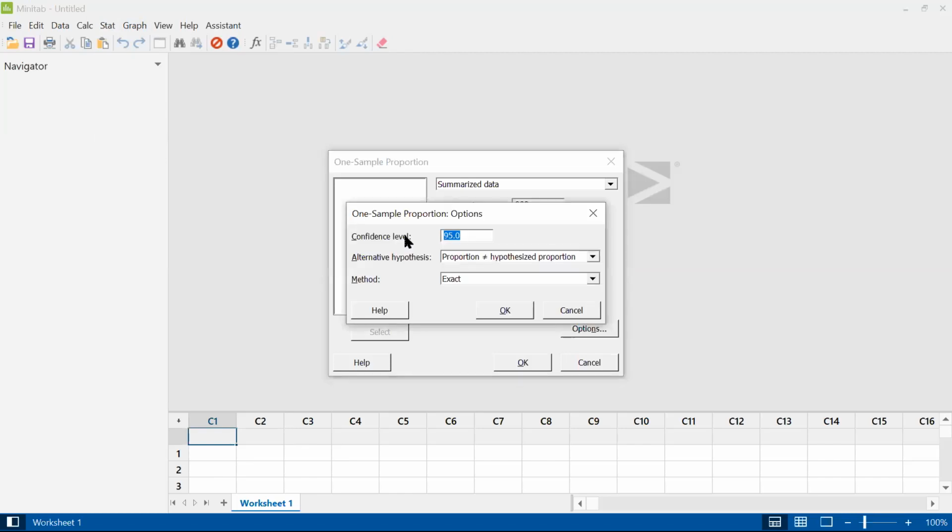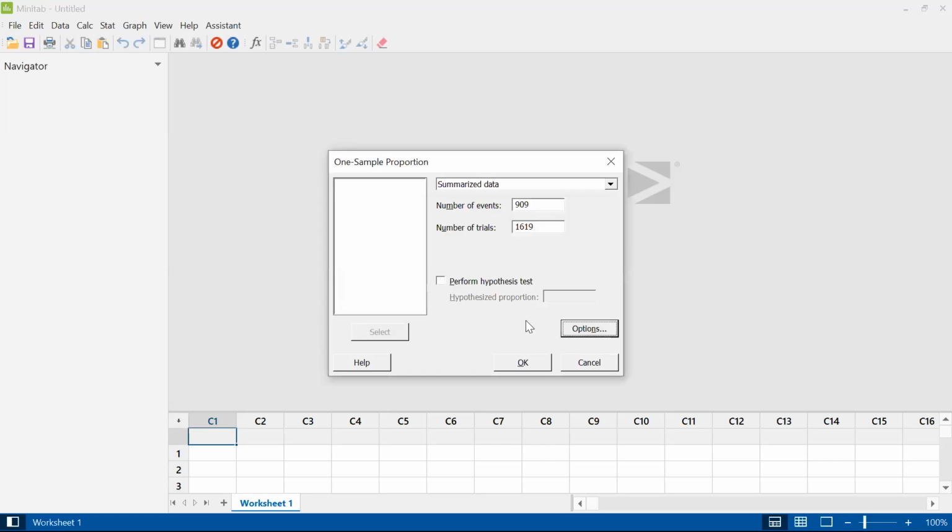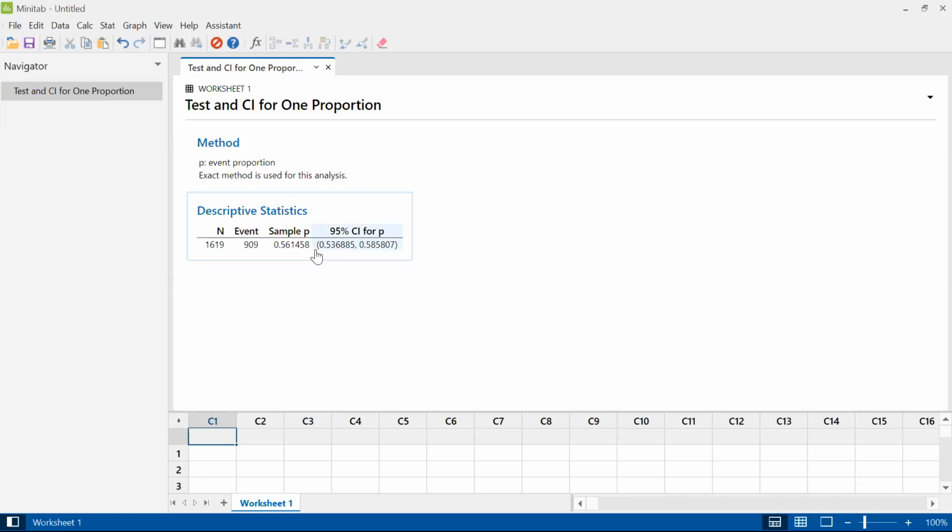Under options, double check that this is 95%. I wanted a 95% confidence interval, and this says 95. This hypothesis thing, we're not using that yet. And remember, we are using the exact method and not the normal approximation. Okay, so let's see what we get. Hit OK. And this is our answer.